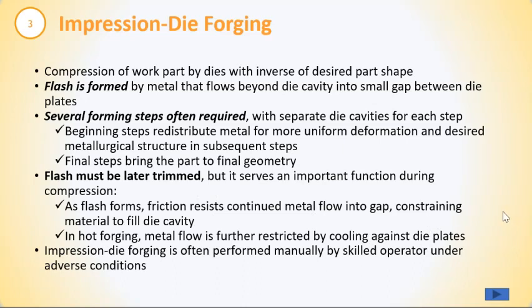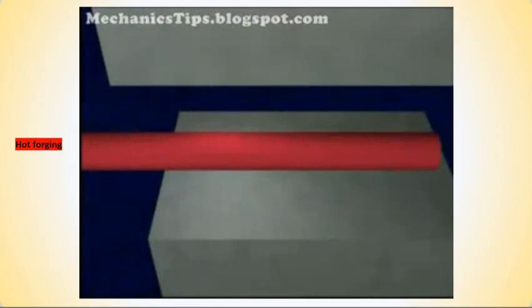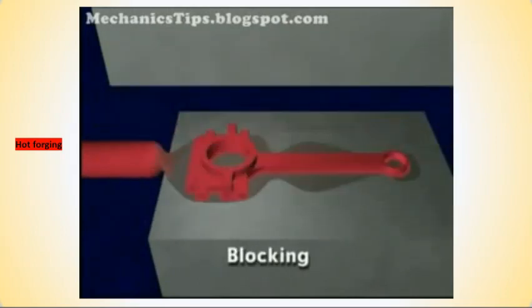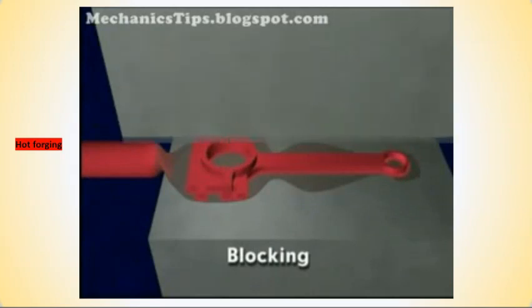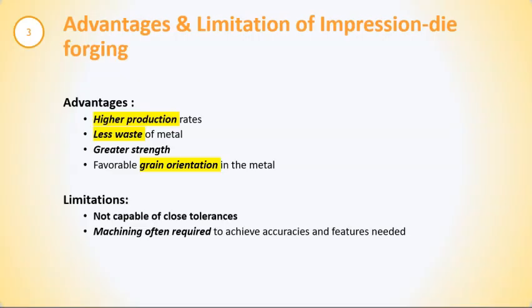Okay, let's watch the video on impression die forging. Strokes of different force are used with dies having several impressions for sequential preforming and finish forging operations. Preforming operations may include edging to increase the workpiece cross-section, blocking to refine the shape for finish forging, and finish forging. We can see that they have a few steps in the forging process.